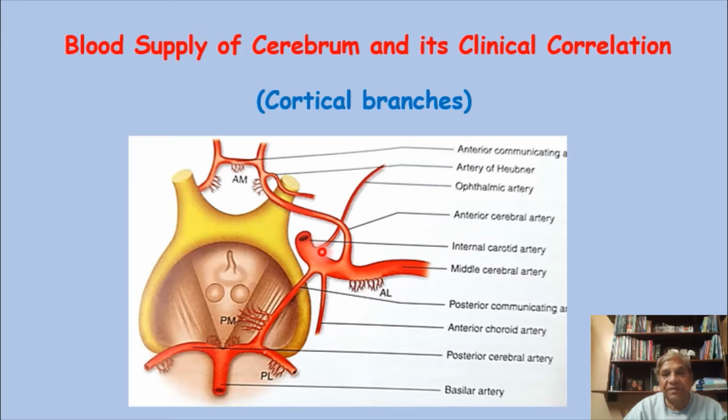The other branches from the internal carotid artery, before it terminates into the anterior and middle cerebral arteries, are the ophthalmic artery and the anterior choroidal artery. Another artery which goes backward is the posterior communicating artery. This joins the posterior cerebral artery, which itself is a terminal branch of the basilar artery, which lies in front of the pons. So the internal carotid artery and the posterior cerebral artery communicate with each other through the posterior communicating artery.